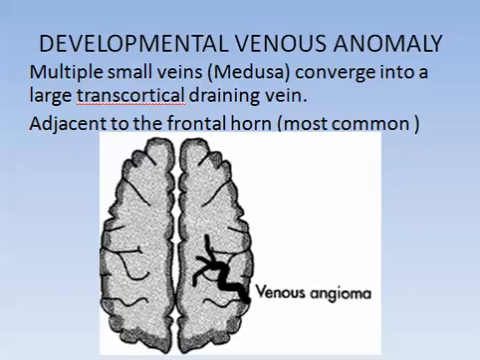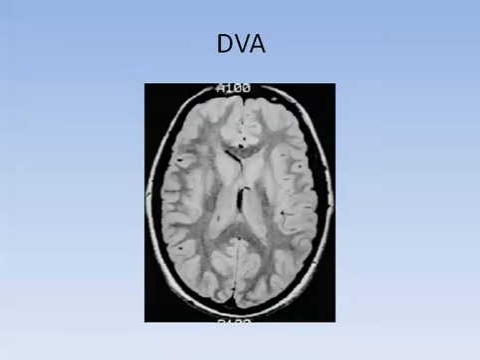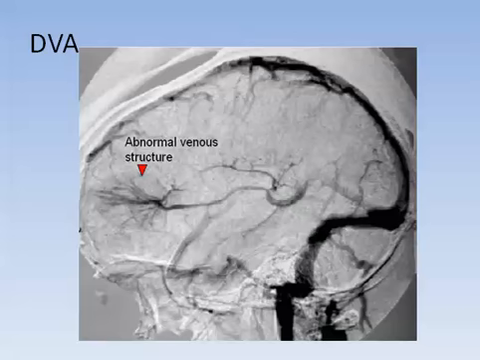Then we have the developmental venous anomaly, or venous angioma: multiple small veins converging into a large transcortical draining vein adjacent to the frontal horn, usually venous angioma. Developmental venous anomaly. Here again another developmental anomalous venous drainage, abnormal venous structure, developmental venous anomaly.